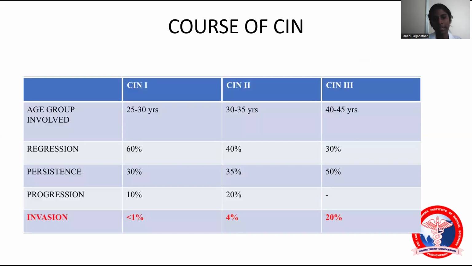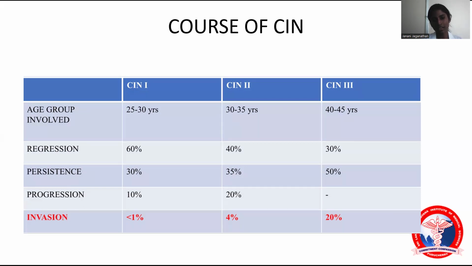Moving on to the course of CIN, the age group involved in CIN1 is 25 to 30 years, in CIN2 is 30 to 35 years, and in CIN3 it is 40 to 45 years. The percentage of regression of CIN1 lesions is 60%, whereas in CIN2 it is 40%, and in CIN3 it is 30%. Persistence of lesion even after treatment is 30% in CIN1, 35% in CIN2, and 50% in CIN3.